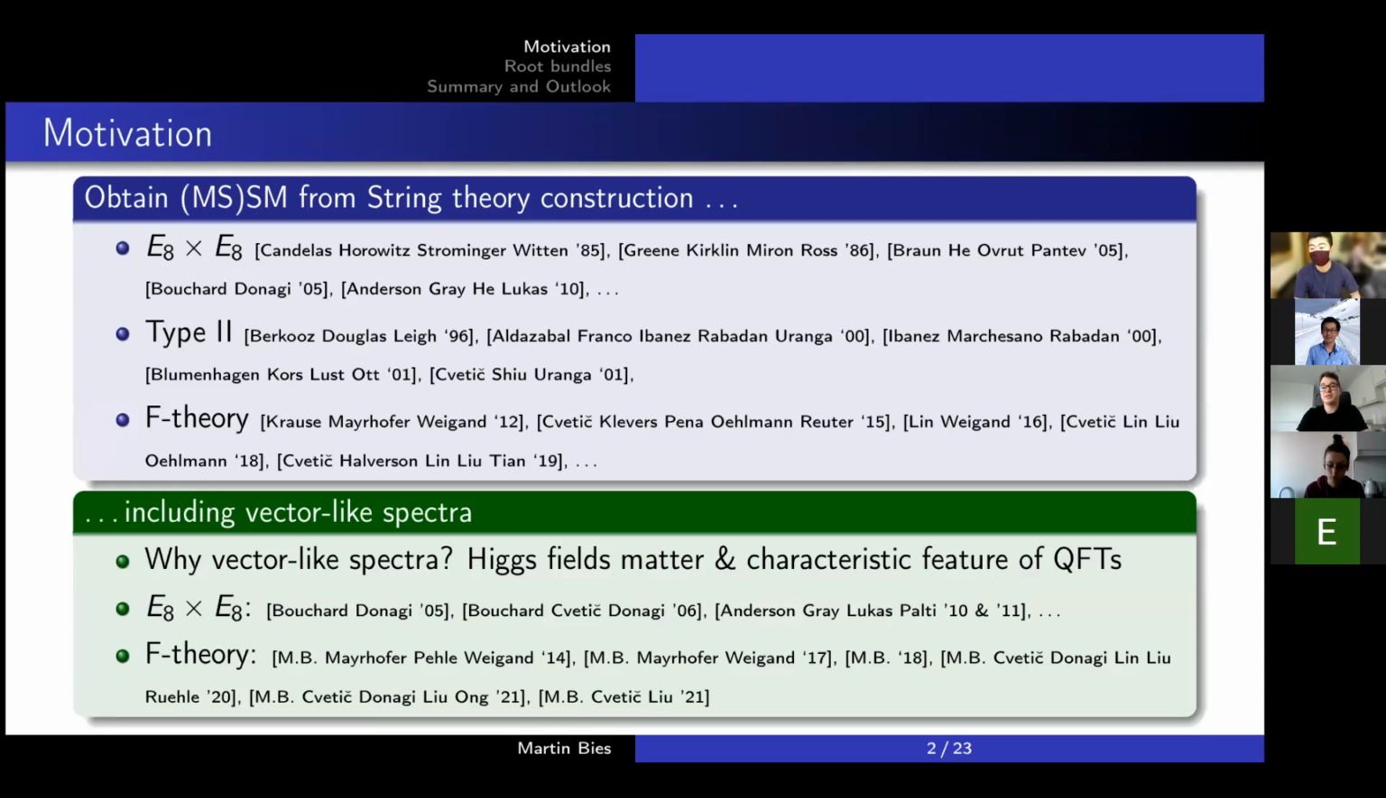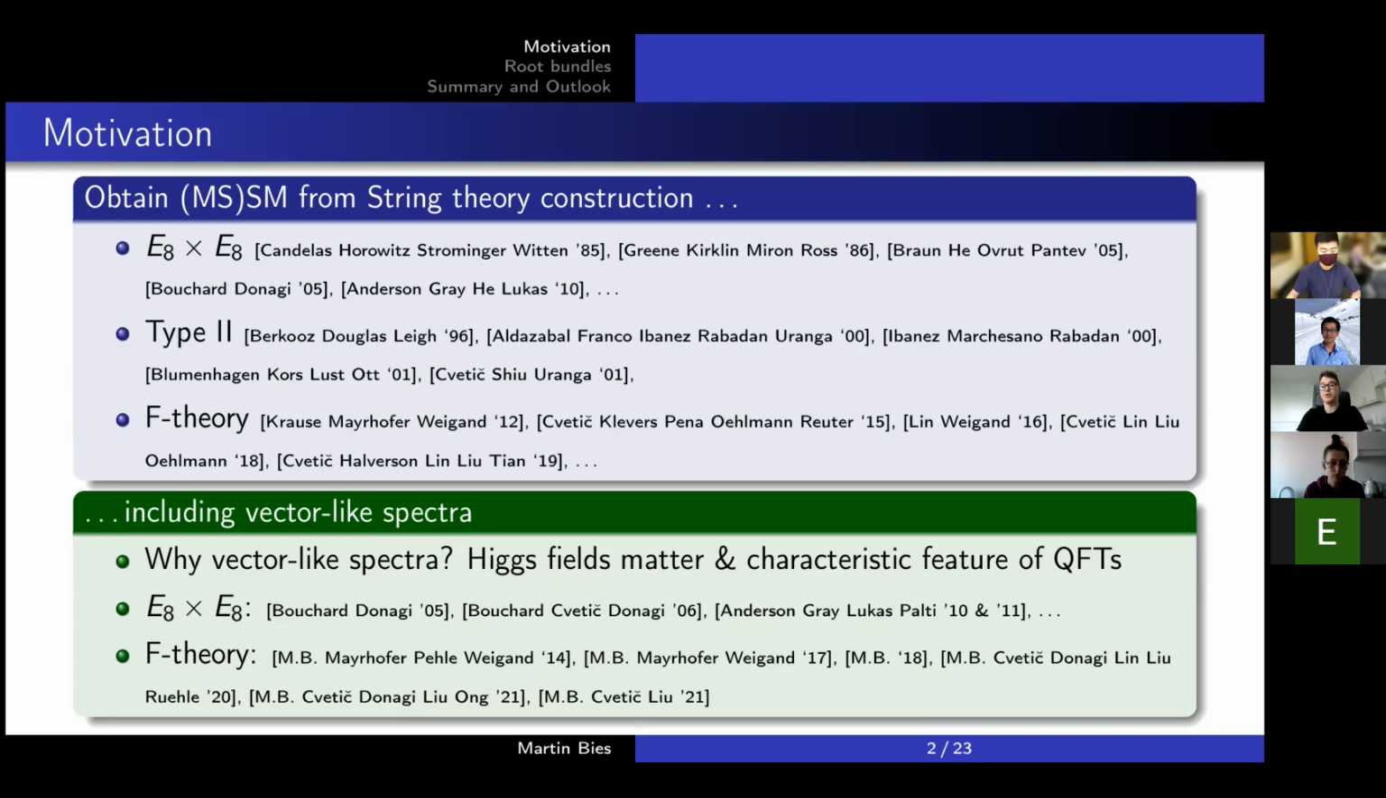As we all know, standard model constructions in string theory have been almost omnipresent essentially since the early works of Candelas, Horowitz, Strominger, and Witten. Many of these works focus on the chiral spectrum, which means they establish exactly 3 chiral families. Once you increase the stakes a little bit and go into actually establishing the correct vector-like spectra, then things become a lot harder. Still, vector-like spectra are an interesting thing to study, as these encode your Higgs fields, and these, as we know, literally matter.